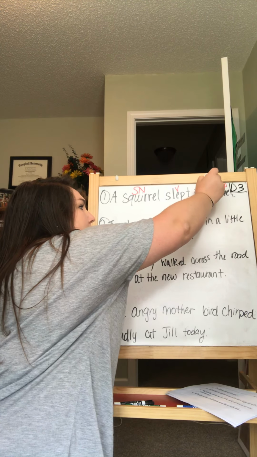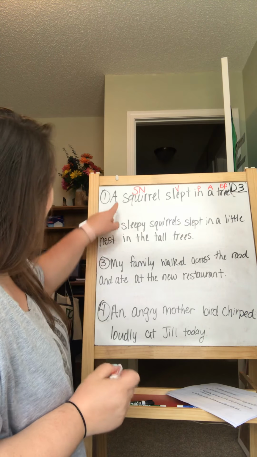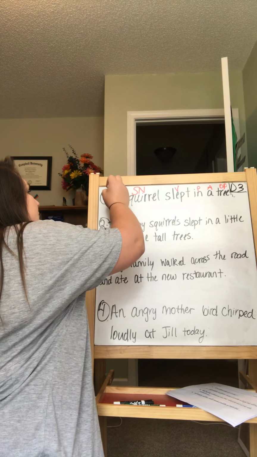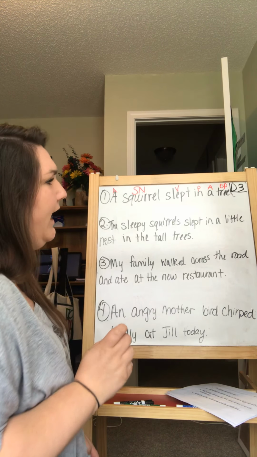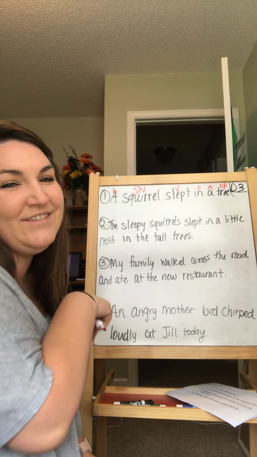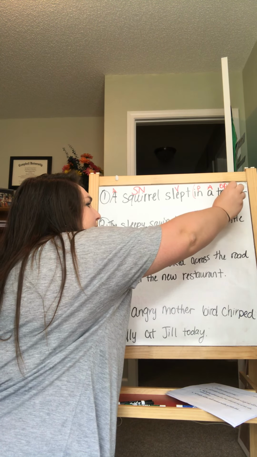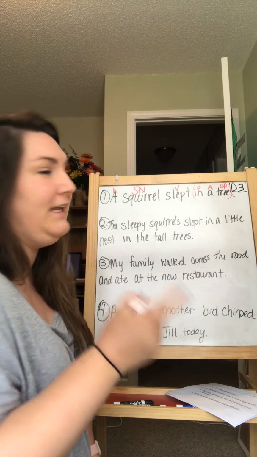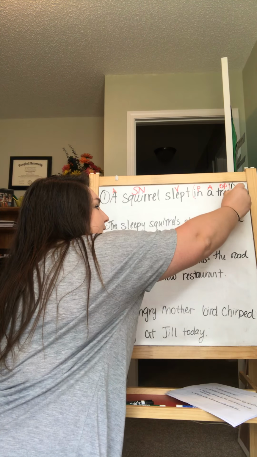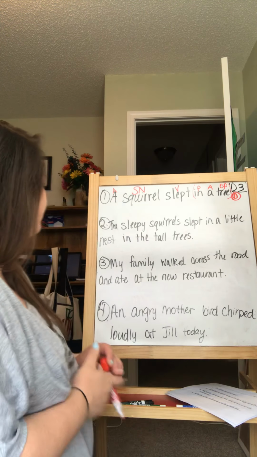A, article, adjective, A. Back up the front. A, article, adjective, A. Skill check. All right. In a tree is my prepositional phrase. And I know it's a statement and it ends in a period, so I'm going to say declarative sentence.